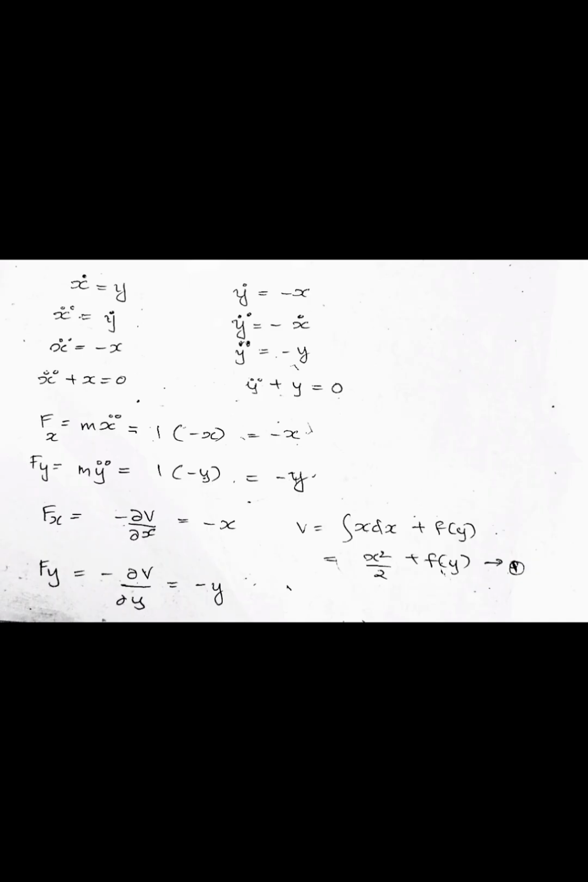So we know Fx is equal to m x double dot. Here it is given the mass is unit mass, so the mass is 1. So Fx is equal to m into x double dot, that is equal to 1 into minus x, that is equal to minus x, and Fy is equal to m y double dot, that is equal to 1 into minus y, that is equal to minus y. Then Fx is equal to minus ∂V by ∂x is equal to minus x, and Fy is equal to minus ∂V by ∂y, that is equal to minus y. From here, by integrating the value of Fx, we can find V is equal to the integral of x dx plus f of y, that is equal to x square by 2 plus f of y.